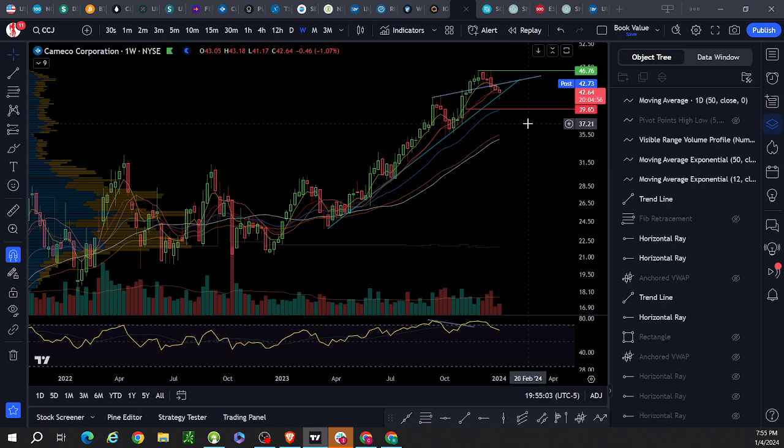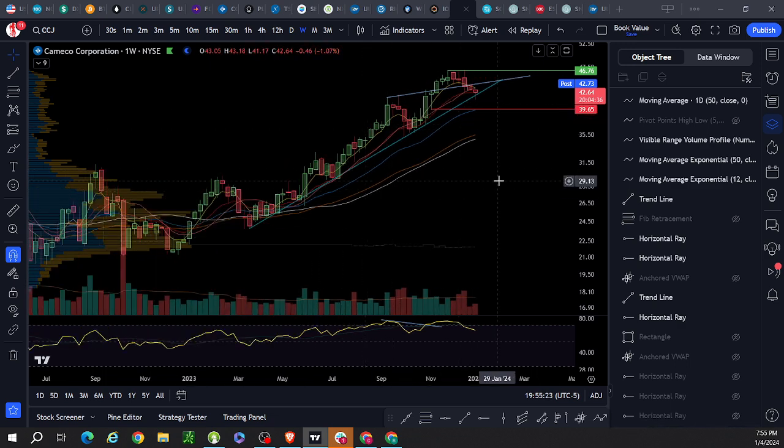Here's the other thing: CCJ, for the most part, gets 5 weeks of consolidation. 1, 2, 3, 4, 5, right? 1, 2, 3, 4, 5. So there's the pattern with time. Okay, so forget about all of this technical analysis stuff.